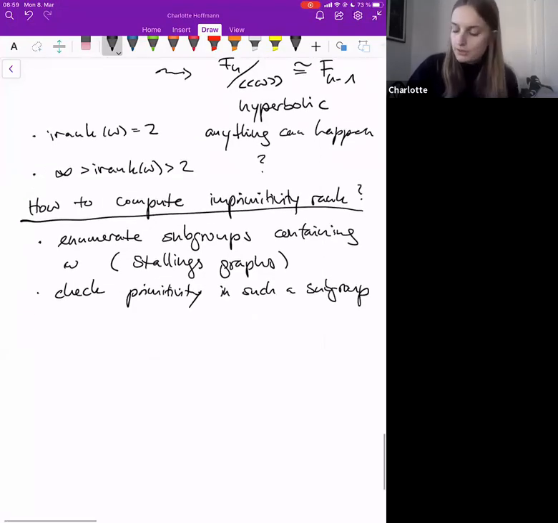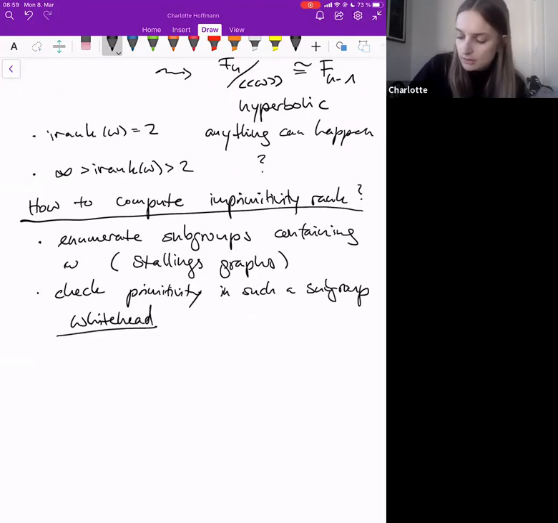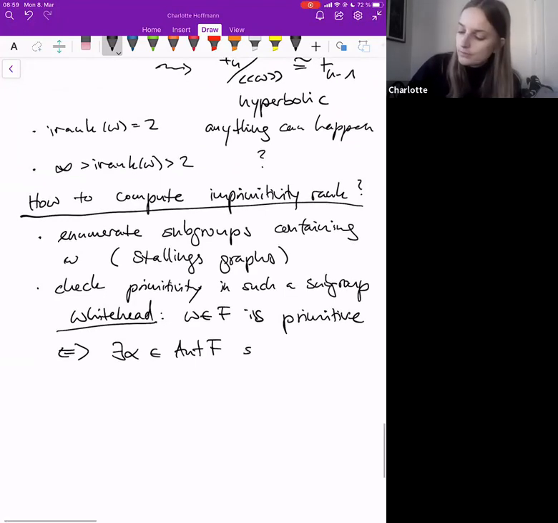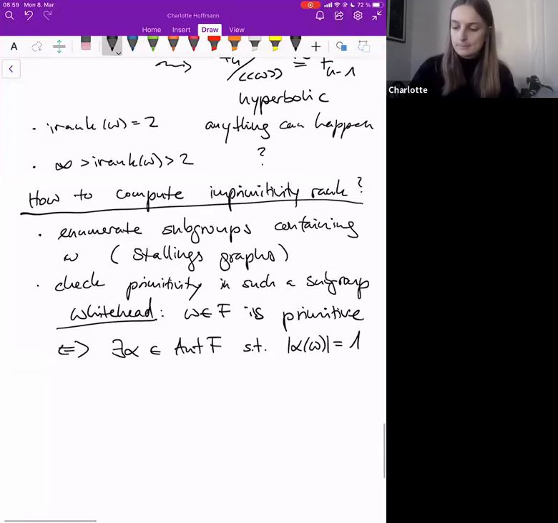And for this, you can use a result by Whitehead that says that a word W is primitive if and only if there exists some automorphism, where F is now just any free group, such that if you apply the automorphism to W, then this has length 1.